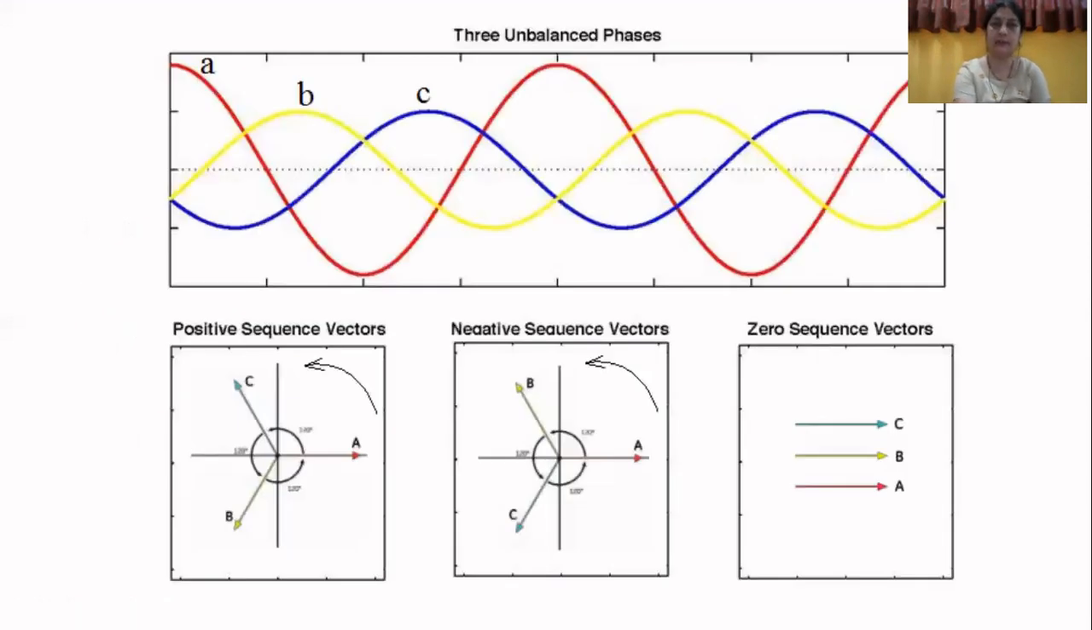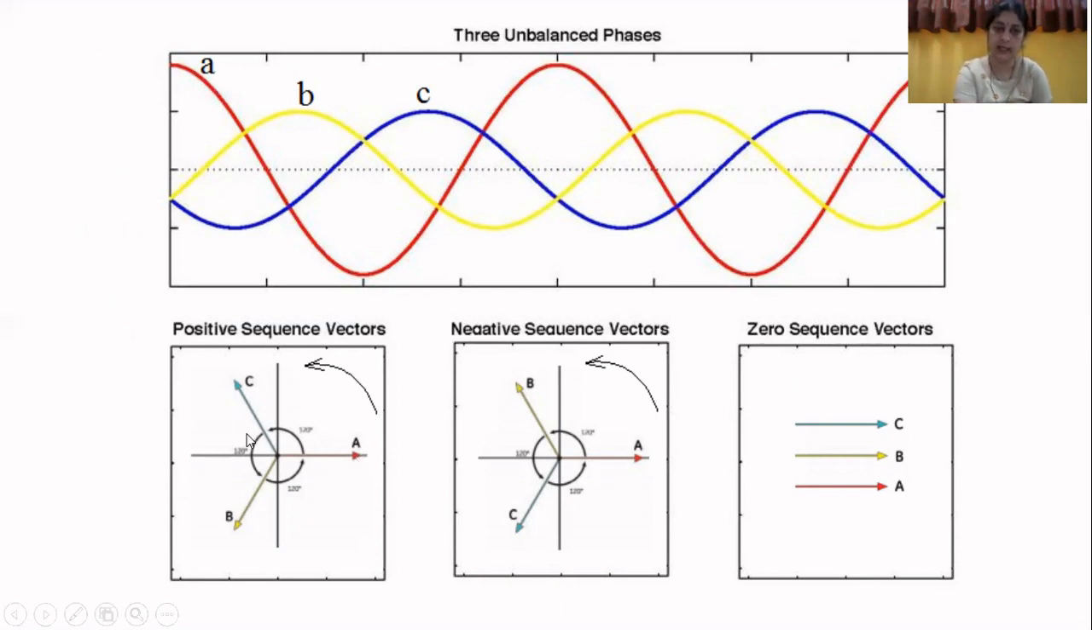Looking at the phasor diagram, the first part is showing a set of unbalanced phasors, which have a phase sequence of A, B, and C, which is now resolved into positive, negative, and zero sequence.